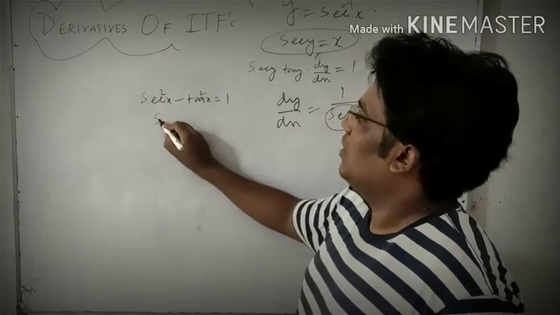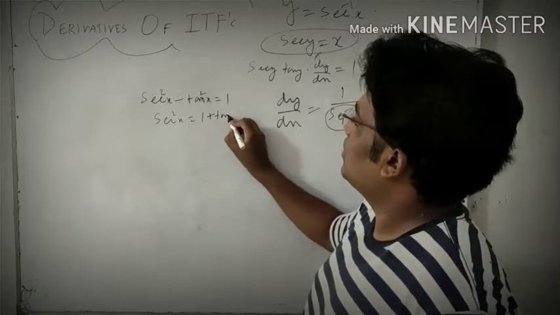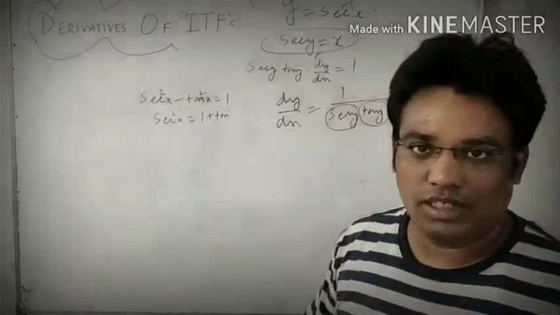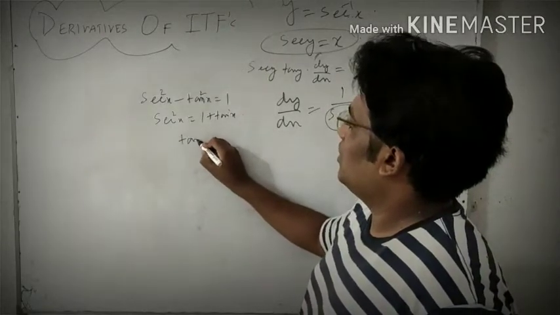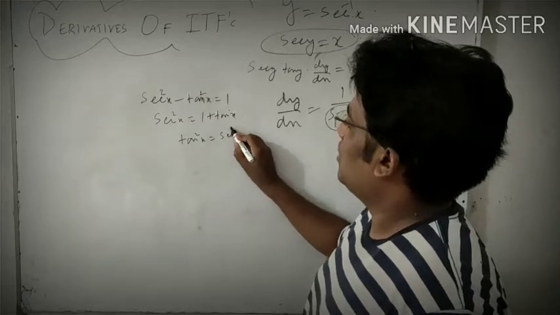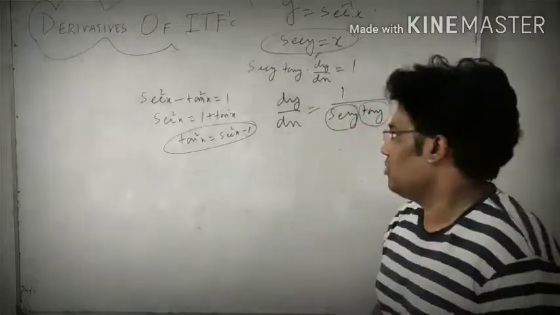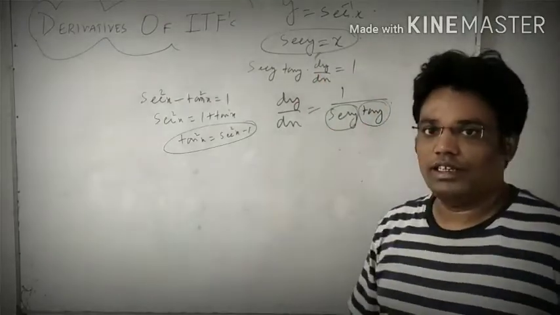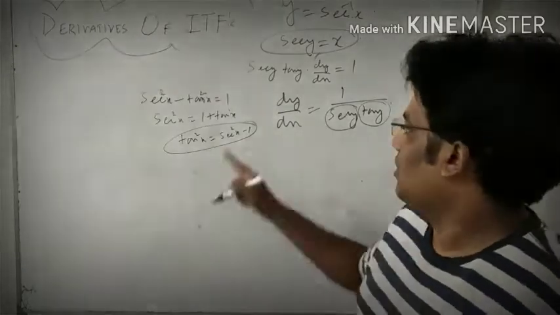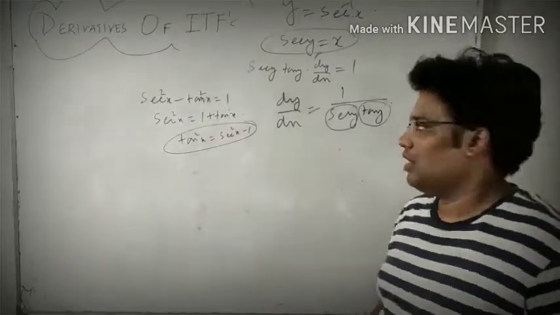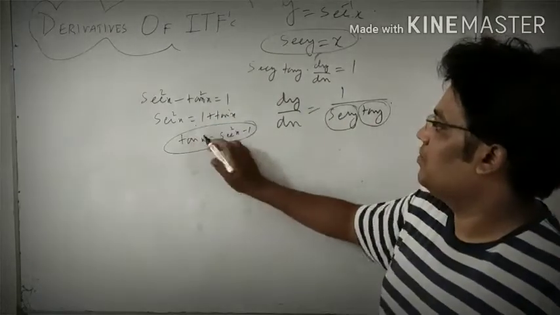Secant square x equals 1 plus tan square x. What do I need now? I need tan, not secant. So tan square x equals what? Secant square x minus 1. Since I have the substitution for secant, therefore I am going for substituting tan square x as secant square x minus 1. What will be tan x? Root over secant square x minus 1.